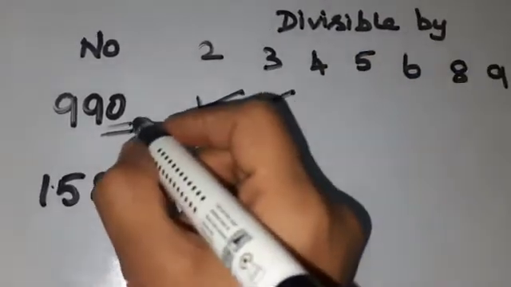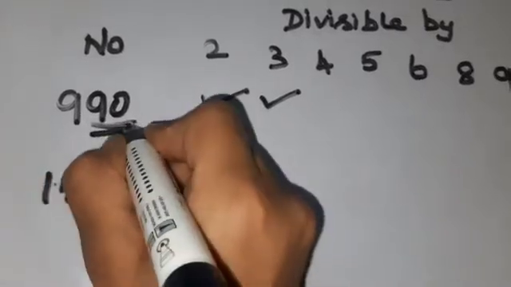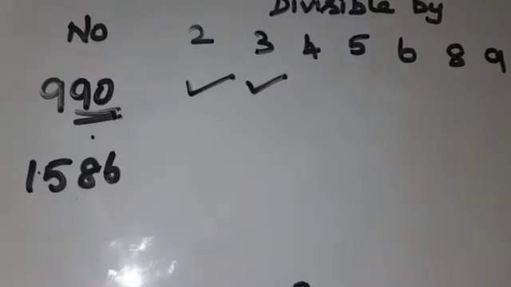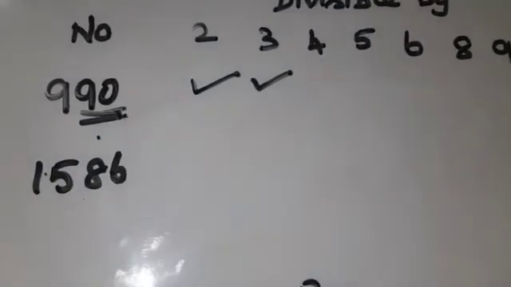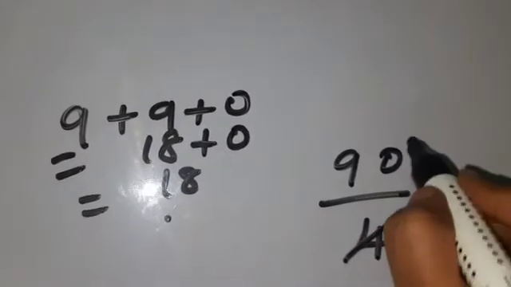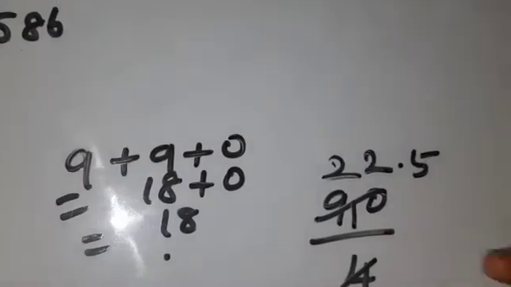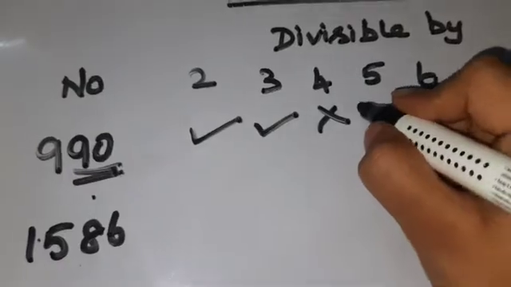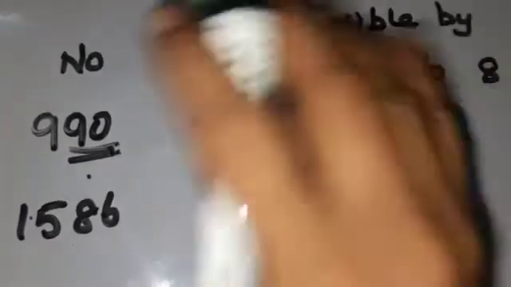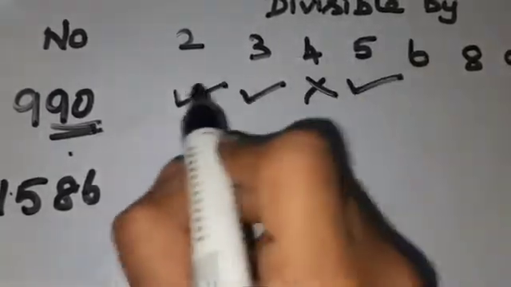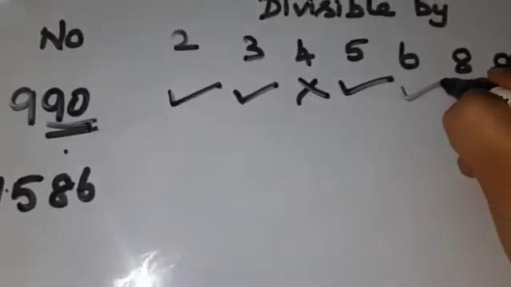The number 18 is a multiple of 3, so it is divisible by 3. For 4, we have to check whether the last two digits form a multiple of 4. If it is not a multiple of 4, then it is not divisible by 4. Let us check. 90 divided by 4 gives 22.5. So the number 90 is not exactly divisible by 4. For 5, the last digit should be 5 or 0. So it is divisible by 5.